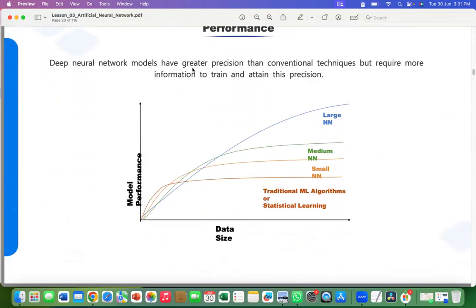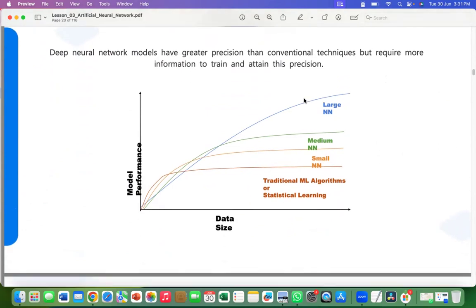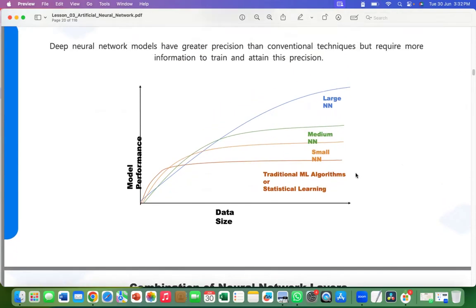Deep neural network models have greater precision than conventional techniques, but require more information to train and attain this precision. So: traditional ML algorithms or statistical learning, small NN, medium NN, and large NN. The performance of large NN increases, no doubt, but accordingly it needs more input. In training we use data, right? The more data there is, the more their accuracy increases.